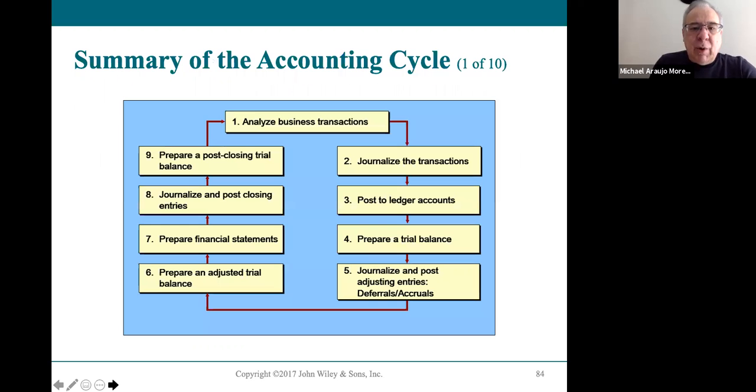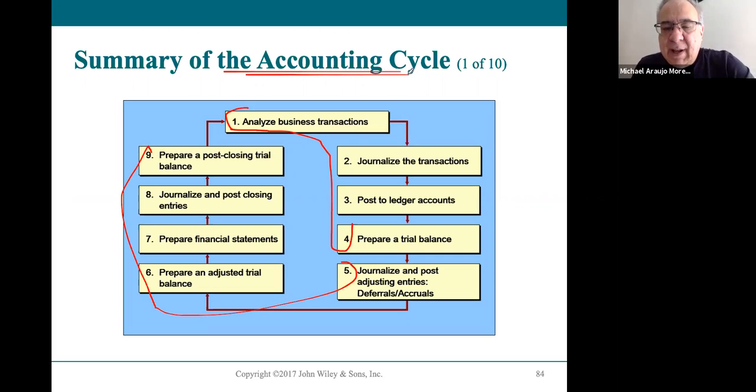Okay. Look at what we've done. Look at what you've been through recently. So learning the steps 1, 2, 3, and 4, all of these steps were part of chapter 3. Steps 5 all the way to 9 are chapter 4. Together, that's the entire accounting cycle. That's the bookkeeping cycle or the accounting cycle. That happens all the time.